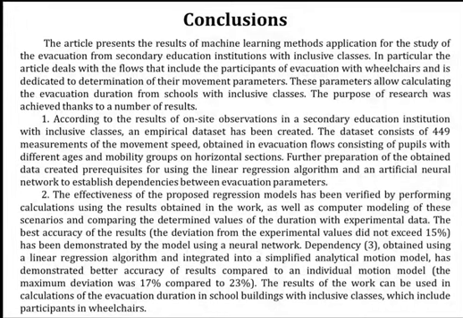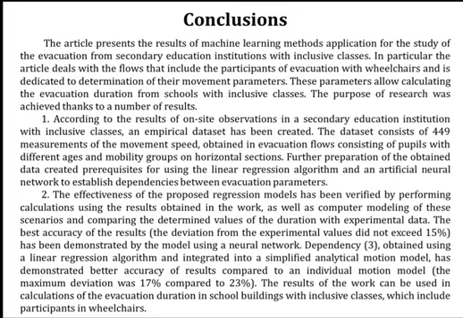So, as conclusions, we can say that according to the results of on-site observation in secondary education institutions with inclusive classes, an empirical dataset has been created. The dataset consists of 449 measurements of the movement speed obtained in evacuation flow consisting of pupils with different ages and mobility groups on horizontal sections. What is a mobility group? People using wheelchairs are one mobility group, and pupils who do not use any support are another mobility group.